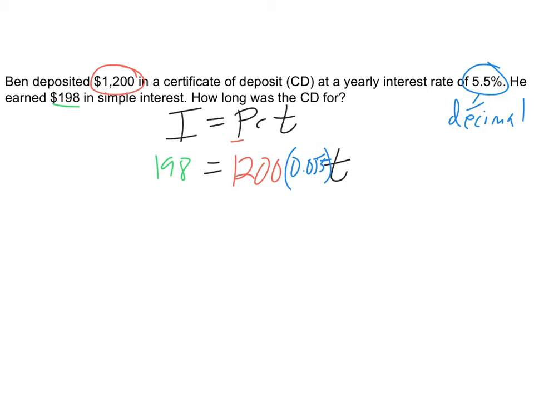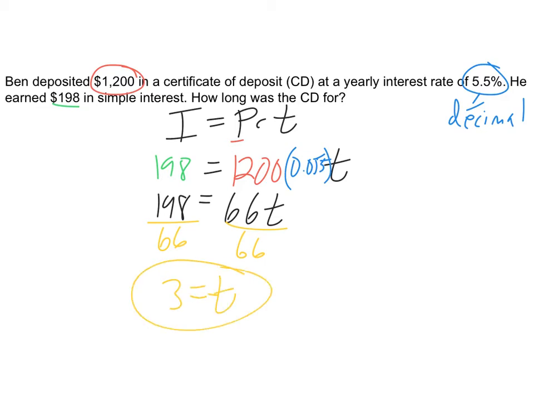So if we clean up the right side here, 1,200 times 0.055 is 66. Divide both sides by 66. And we get that T is 3. So 3 years it sat in that CD.